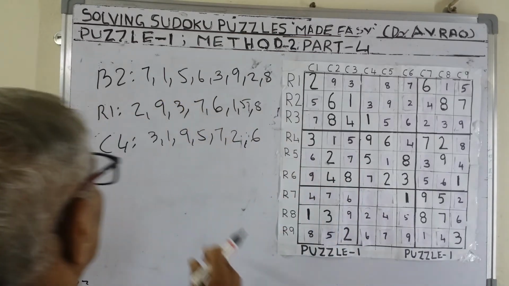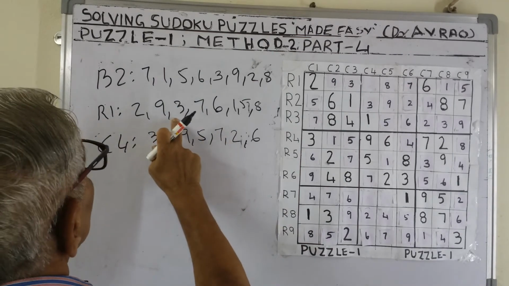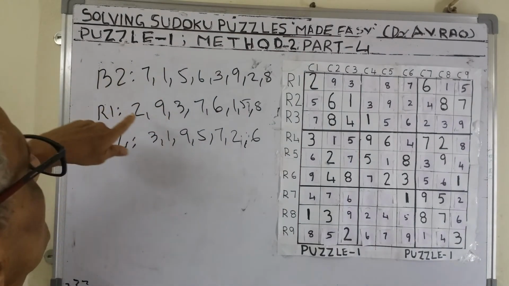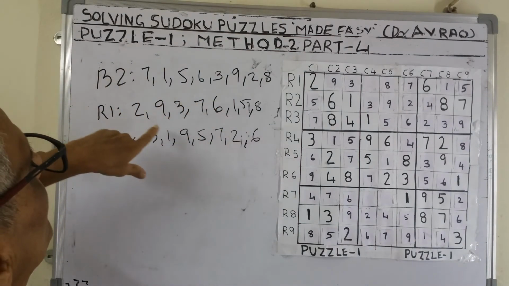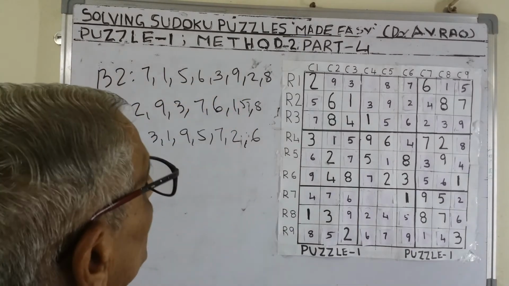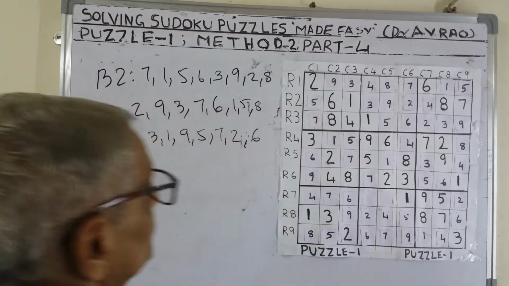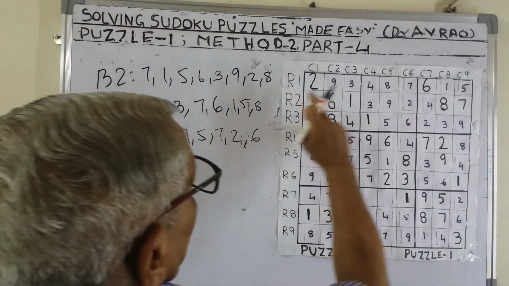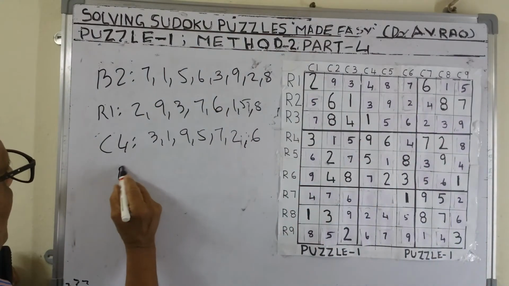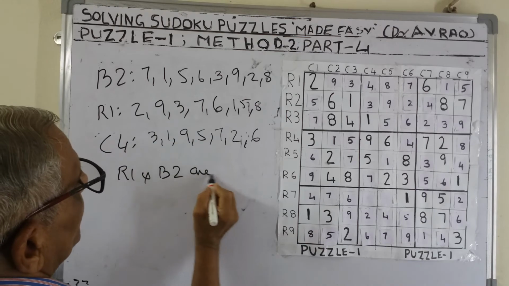Okay, let us see. 1 is there, 2 is there, 3 is there, 4 is not there. 5 is there, 6 is there, 7 is there, 8 is there, 9 is there. So we have to fill up this with 4. So friends, this row R1 is completed and box 2 is also completed. R1 and B2 are completed.